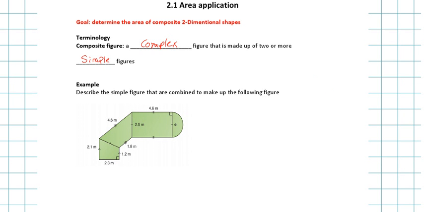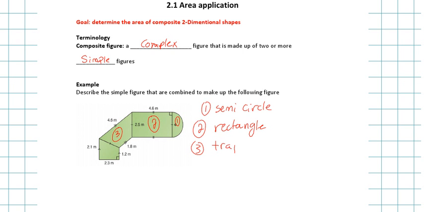So to describe this figure, I just have to say that I have a semicircle, a rectangle, a trapezoid, and another trapezoid.